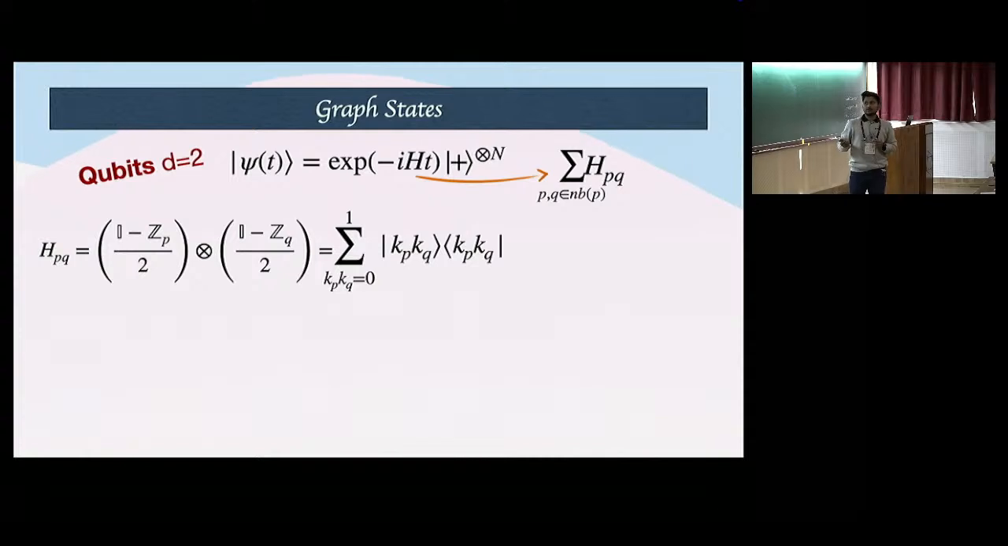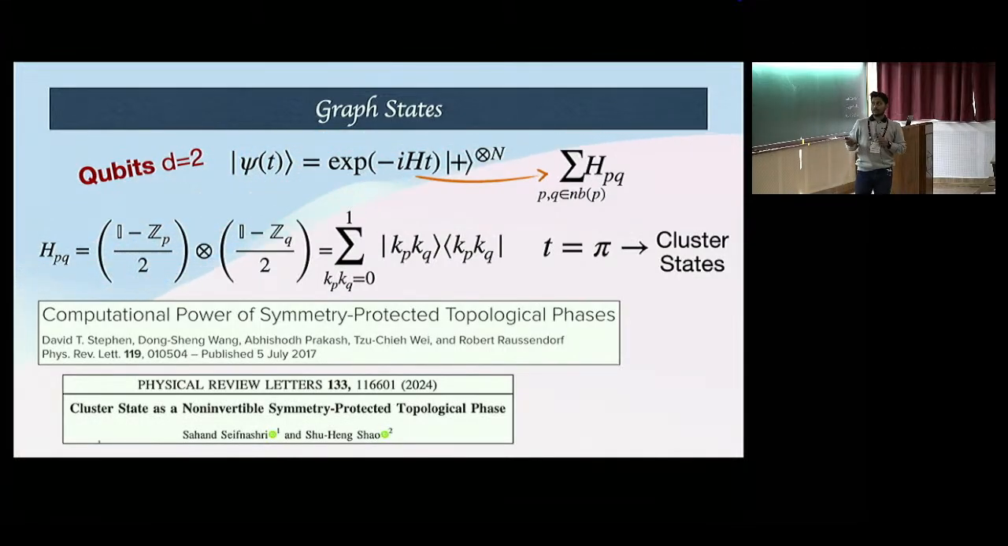So in the qubit case, where there are only two levels, the plus state is just the sigma x eigenstate with a +1 eigenvalue. And if we start with n copies of it and evolve it with an Ising chain, at t equals pi this becomes a controlled-Z operation, and the resultant dynamical state is a cluster state. And people have shown that this is a symmetry protected topological phase, and such states have computational power for measurement-based quantum computation.